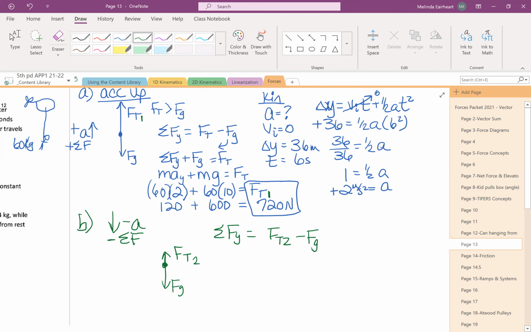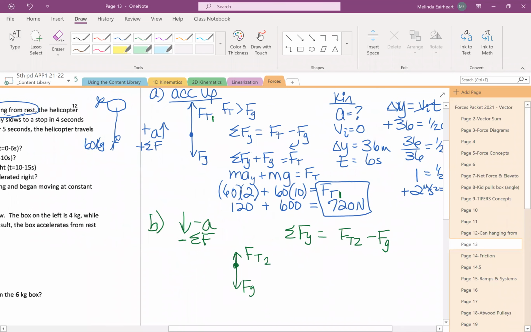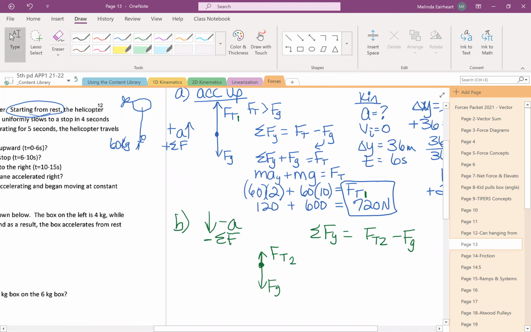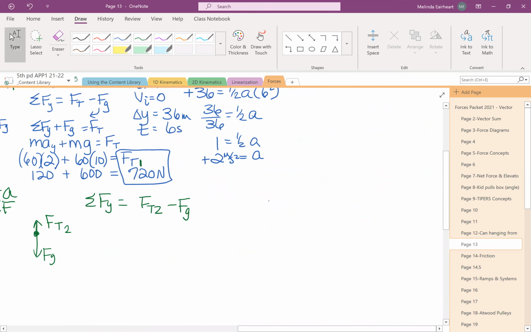But now we should have a negative acceleration. Should we assume it's -2? Did they tell us the distance that they came to stop? No, the only thing we know is it went from 6 to 10 seconds. So note to self, we need to actually solve for this new acceleration. And so, a little bit more kinematics.